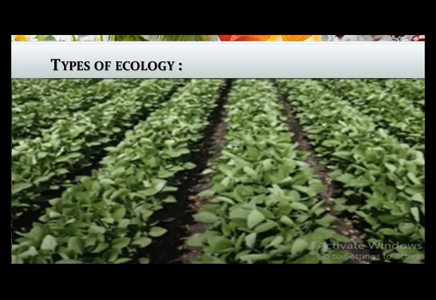Or you may take a population. Now, for example, this is a field. Here the same species of plants are grown. Now, this group of organisms of the same species forms a population. So how a whole population is interacting with the abiotic component, this study of ecology, we call it Autecology.